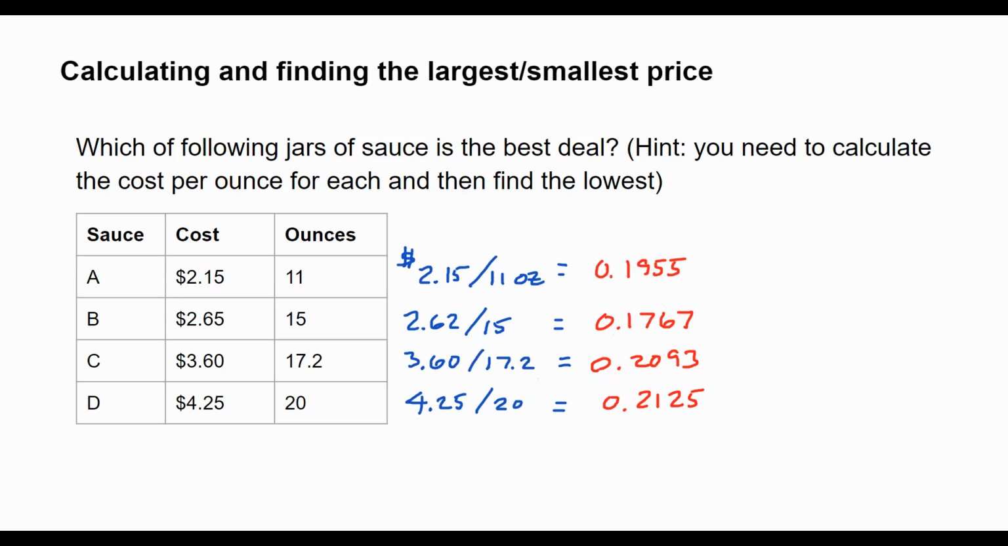Now, usually it's going to be pretty obvious at this point which is the lowest, and that is the case with this one. Clearly, 1767 is lower than 1955, 2093, and 2125. We don't need to organize these from smallest to largest. We are just looking for the best price. There it is, sauce B.